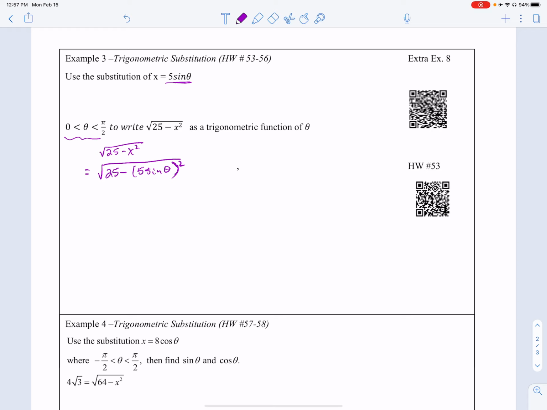And that quantity is going to be squared. And remember, when you have two things that are being multiplied and you take them to a power, you have to take each of those to that power. So underneath this radical, I'm going to take 5 squared and get 25, and I'm going to take sine theta squared and write it sine squared theta.